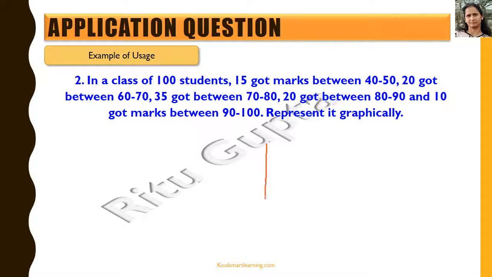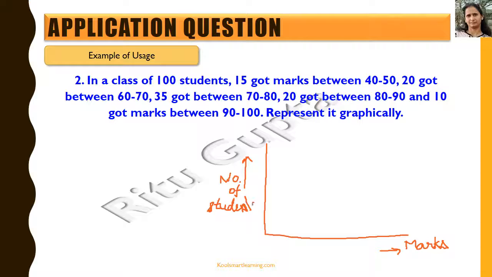Because we know that this is representing intervals, the best way to represent this would be a histogram, where on the x-axis we represent marks and we'll take intervals here, and on the y side we take the number of students. So this is what we draw. We need to draw a histogram to indicate this.